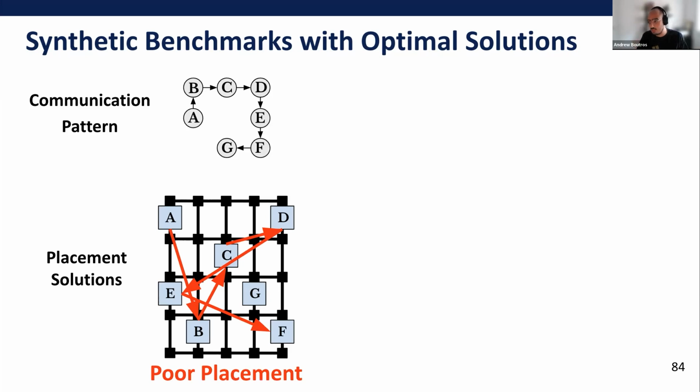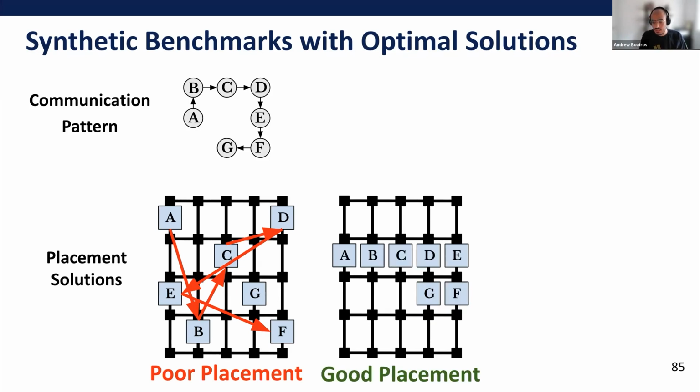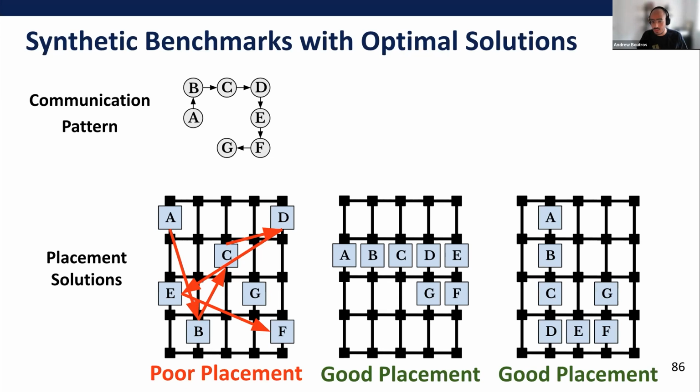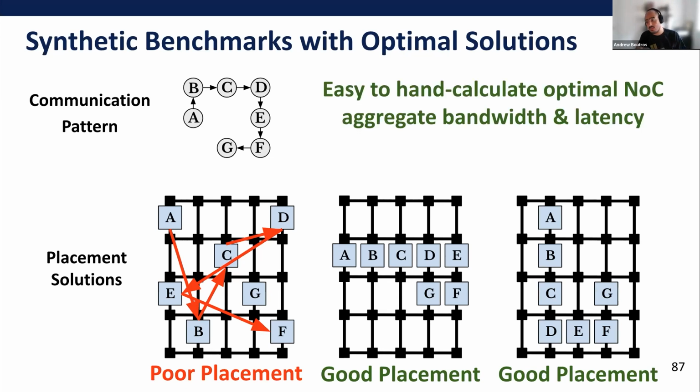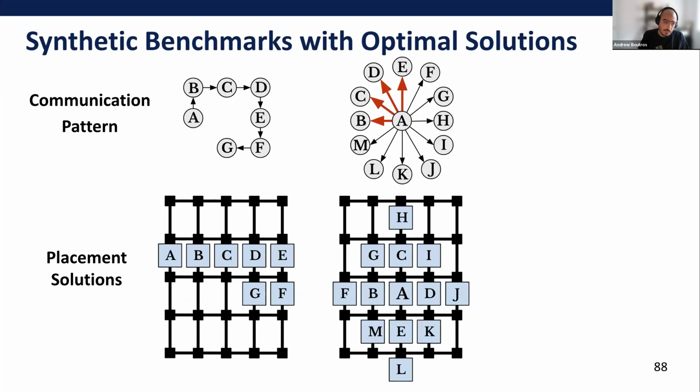And this is a really terrible solution because in every hop of this chain communication, you're traversing many links and many router hops. But then an example of a good placement is basically putting all the modules on adjacent routers, and this means you hop only one NoC link every time you're moving from one module to the other. And then there can be other good placement solutions. And really the intention here is to make sure that the tool figures out those good placement solutions on its own. And in order to do that, we need to develop benchmarks that are easy to manually figure out the placement for. So we built a couple of those.